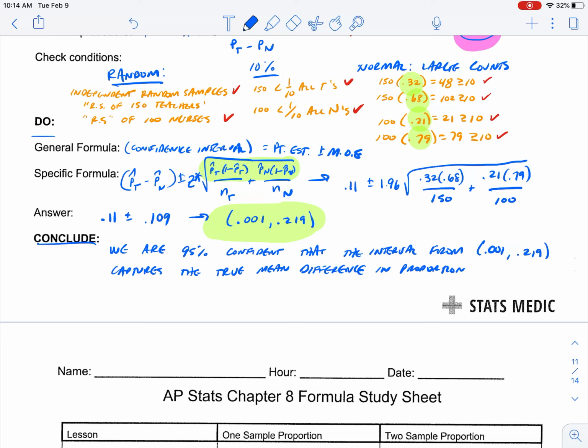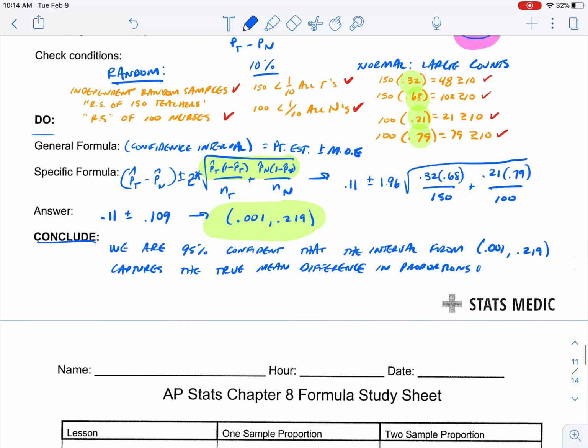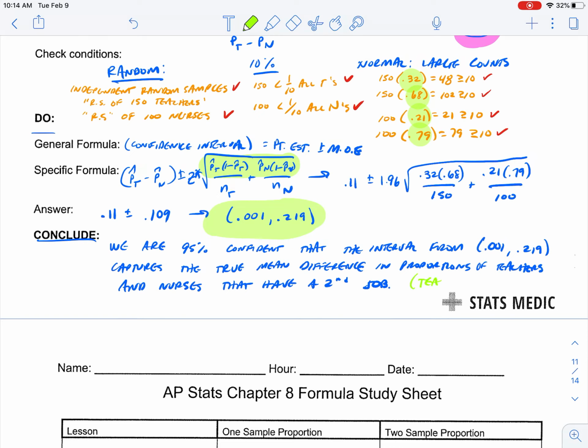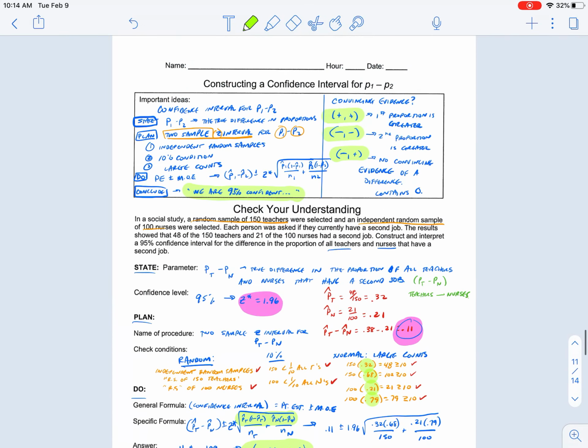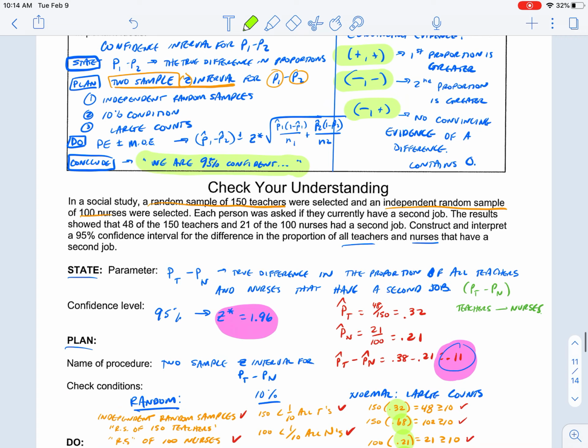Now we have the context. In proportions of teachers and nurses that have a second job. And I'm going to quantify this a little bit or qualify it. So, and that's going to be teachers minus nurses. Okay, just to be clear.